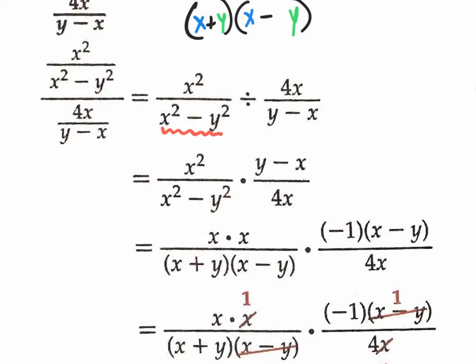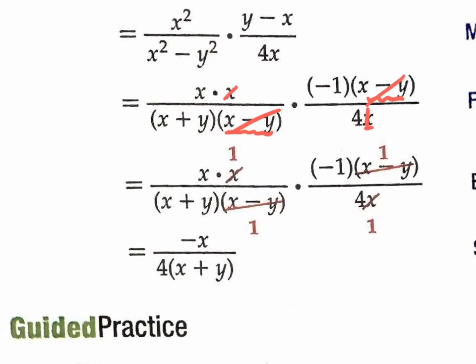And then you could cancel out anything like the x minus y on the bottom cancels with the x minus y up here. And the x on the 4x will cancel out with one of these x's. So there's your final answer. All you have to do is put what's left over together. X up on top, x plus y on the bottom with the 4 in front, and this negative 1, you could just put it as a negative sign at the start of your fraction.